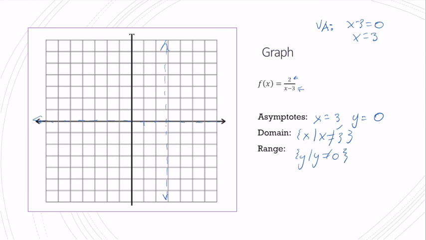Now, I need to graph this, so I better figure out how to plot some points. My suggestion is to pick 3 points on each side of your vertical asymptote. So I'm going to have x equal to 0, 1, and 2, and I'm going to have x equal to 4, 5, and 6. So I've got 0, 1, 2, 4, 5, 6.